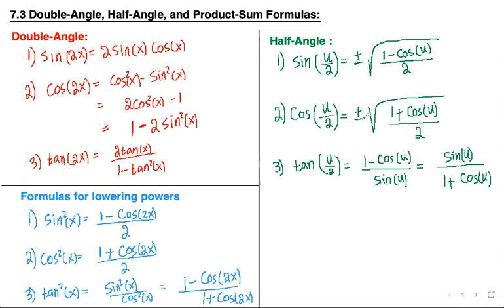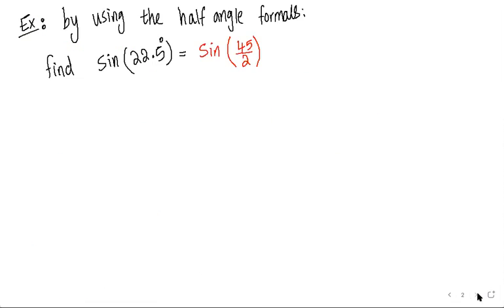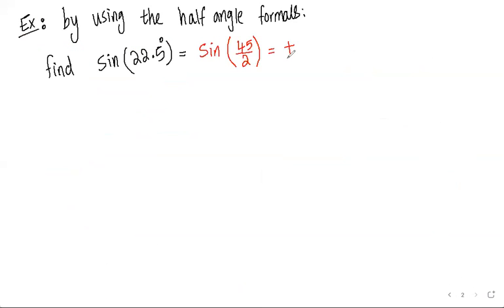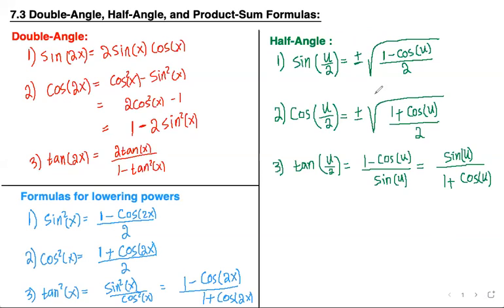Now go back to the sine u over 2 formula. So this is equal, by using the formula, to plus or minus square root of 1 minus cosine of u. U is 45. So 1 minus cosine of u, this is u.